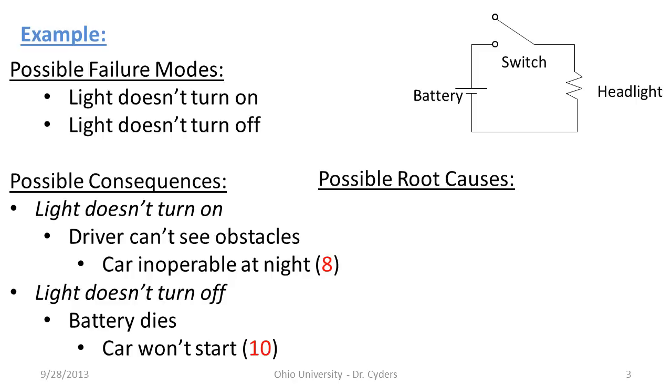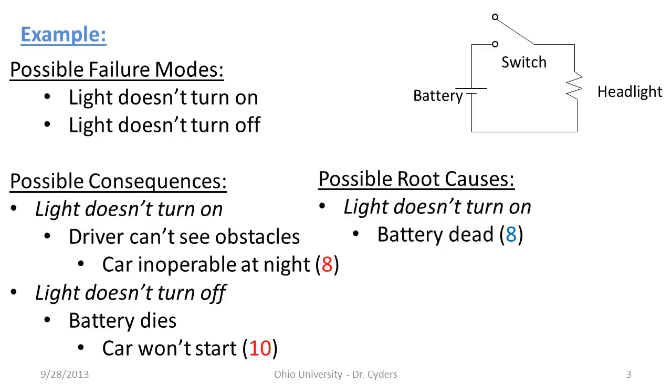So let's list out some possible root causes. For the first failure mode, the light not turning on, dead battery could be one cause of that, in which case we would say that the probability of occurrence of this is an 8. It's probably going to happen at some point in the life of the car. You're going to wind up with a dead battery. It's fixable, but we're not addressing that here. What we're addressing is, is this going to happen? It's quite possible. It's not guaranteed to happen, but it's probable.